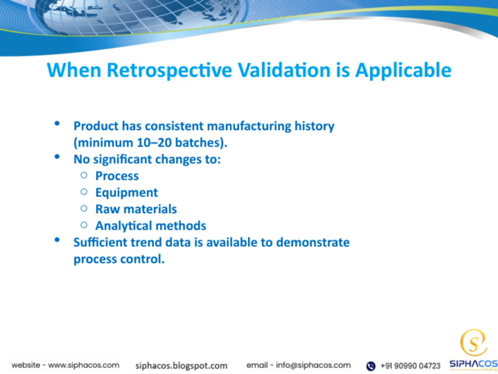Now, when is retrospective validation applicable? Typically, it's when the manufacturing history is well documented, stable, and there have been no major changes. It's a way to leverage historical data to support validation, rather than starting from scratch. Connecting this all back to our overall theme, understanding the manufacturing consistency and stability is fundamental for ensuring product quality and compliance, especially when considering retrospective validation.